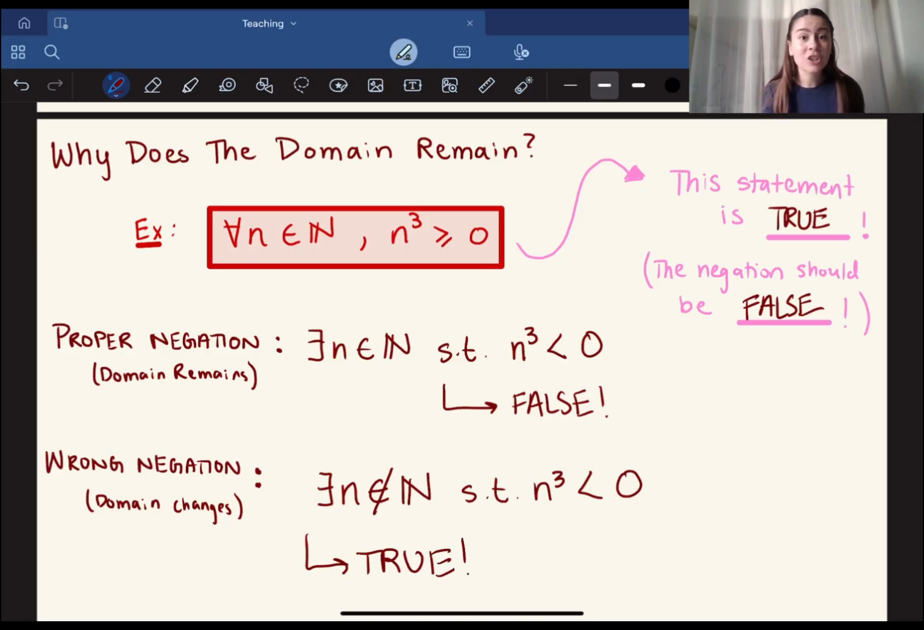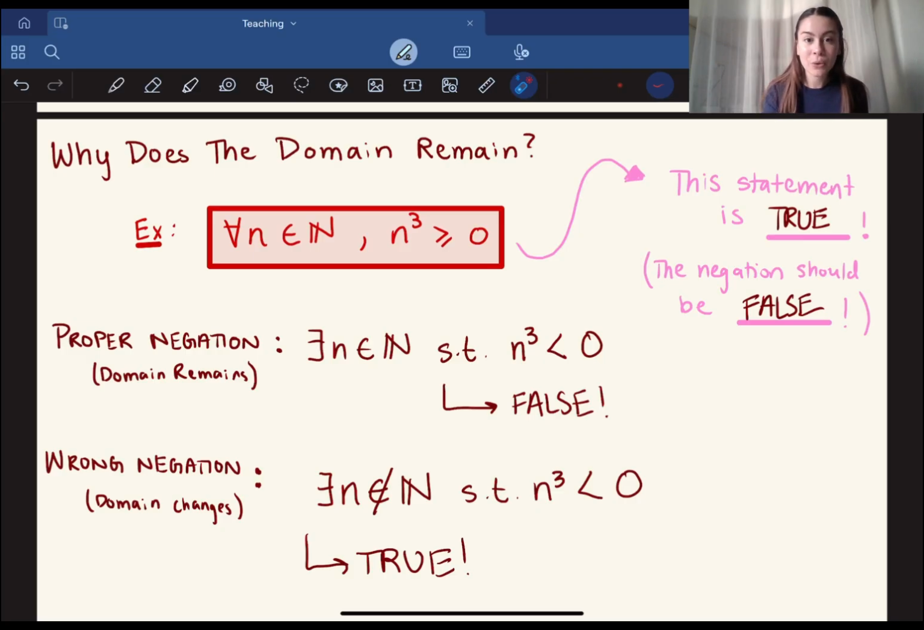But the negation should be false because the original statement was true. So something is wrong here. That's why it is so important for us to keep our domain the same when negating statements, because that'll give us a proper negation. If we do change our domain like we did here, we can actually end up with a completely different statement, which gives us a completely different result.